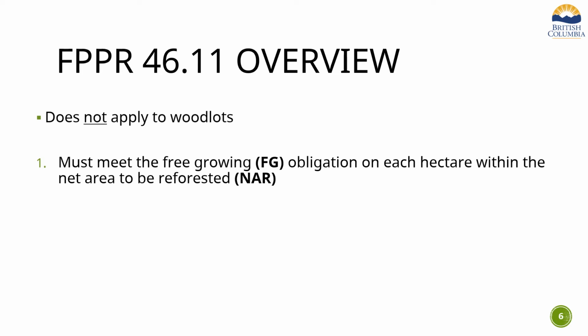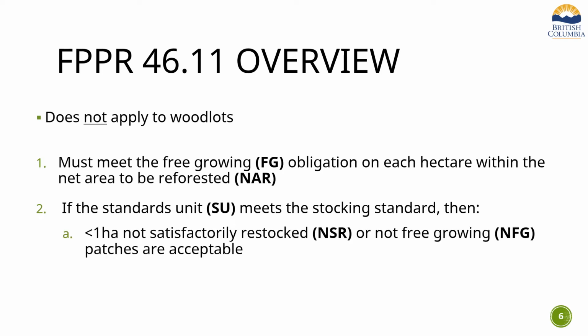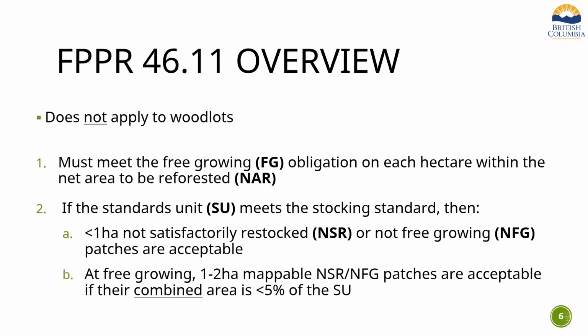The second section provides flexibility in meeting this requirement, as long as the obligation is met overall for the standards unit. There's a key difference between regeneration delay and free growing. 2A applies to regeneration delay and free growing, and it allows less than 1 hectare not satisfactorily restocked or not free growing patches. 2B applies to free growing. It allows stratifiable 1 to 2 hectare not free growing patches if they are less than 5% of the standards unit area. And just as a heads up, I will be using the bolded acronyms throughout this presentation.